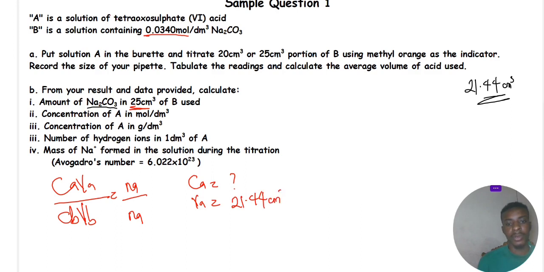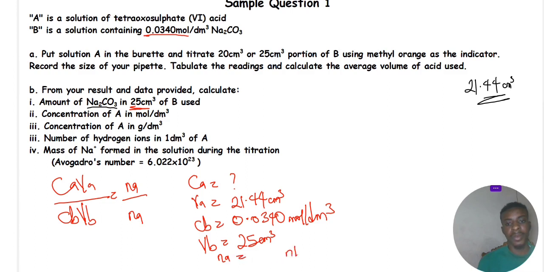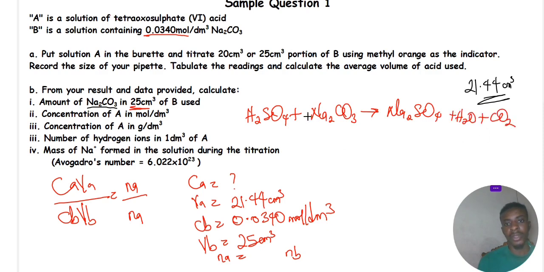21.44 cm cube. Our Cb, concentration of the base, is given to us here as 0.0340 mole per dm cube. Vb is the volume of your base, which you get from your pipette. It will be 25 cm cube. Then Na and Nb, you can get them from your balanced equation. You know the reaction is between sulfuric acid plus sodium carbonate, so you have to get sodium sulfate, water, and carbon dioxide gas. So the mole ratio is 1:1. So Na is 1, Nb is also 1.